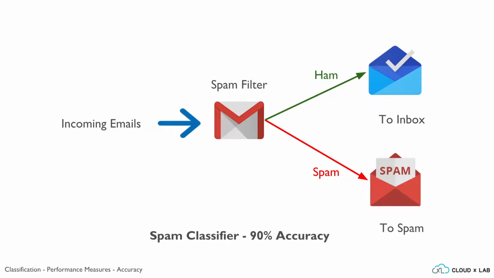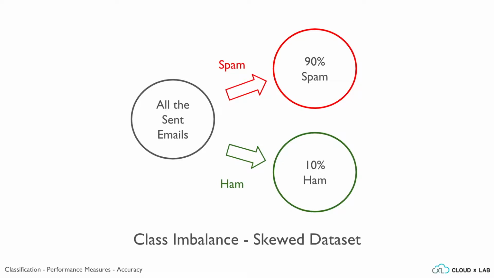With this analysis, you know only 10% emails are not spam and you are dealing with the skewed dataset. Again, you will not trust this classifier on the basis of accuracy.